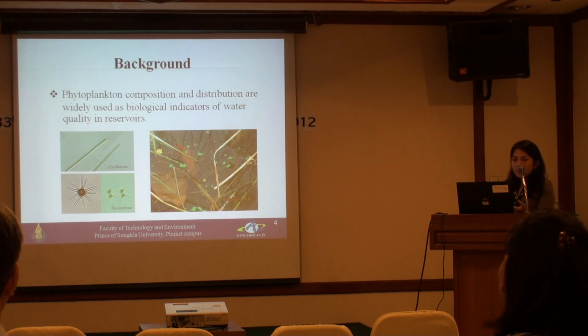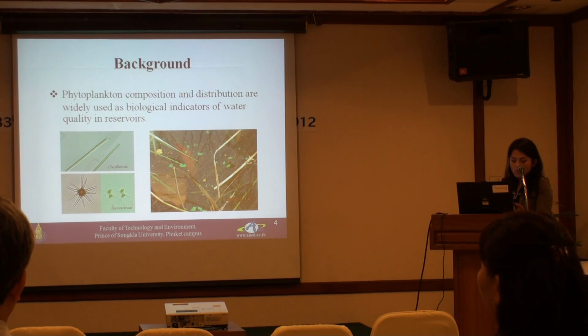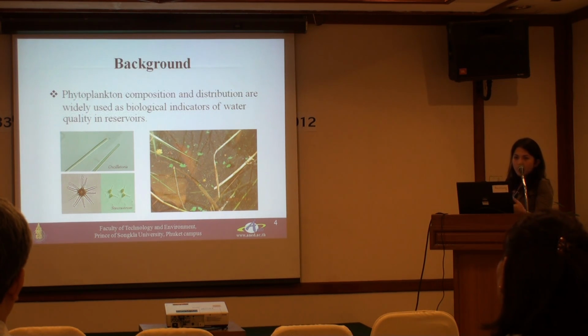How do phytoplankton relate to water quality? Phytoplankton composition and distribution are widely used as a biological indicator of water quality in tropical reservoirs. Phytoplankton is the basis of food chain, directly providing food for zooplankton, fish, or some other aquatic animals.